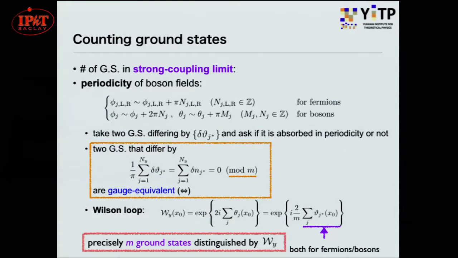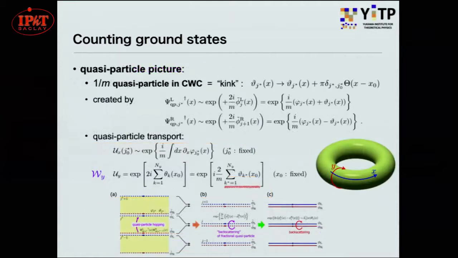So, okay, if you look at the definition of the Wilson loop that I defined in the previous slide, we can immediately see we have M different ground states distinguished by the eigenvalue of this Wilson loop Wy. So we can see the same result. We can get the same result from a slightly different viewpoint.